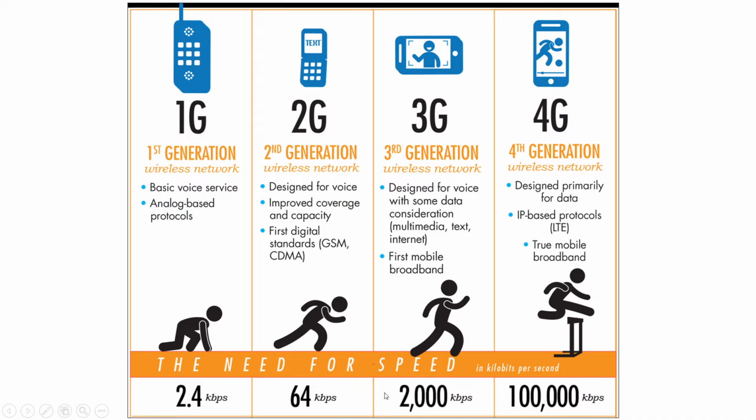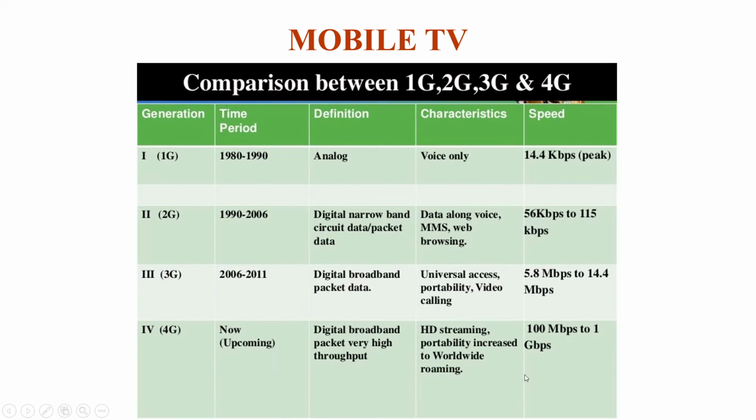If I start with the first generation, it is basic voice service with an analog based protocol. The second generation is designed for voice, with improved coverage and capacity, and the first digital standards, that is GSM and CDMA. You can see the speed goes from 2.4 kilobits per second to 64 kilobits per second. There may be slight variations between your first slide and second slide, okay.